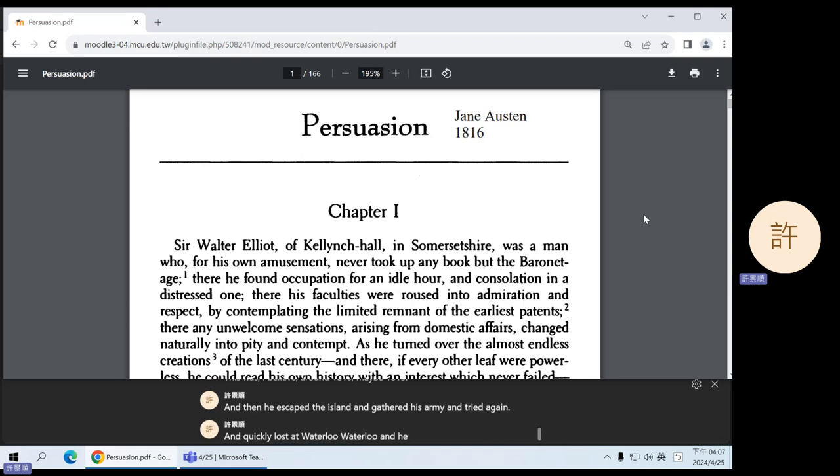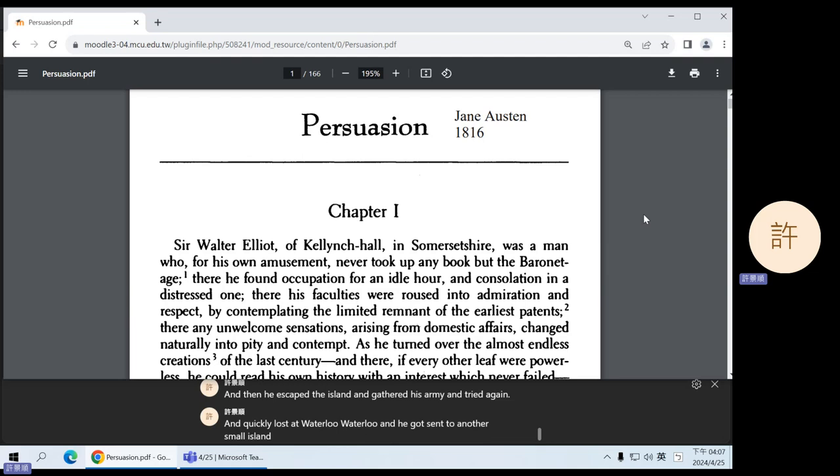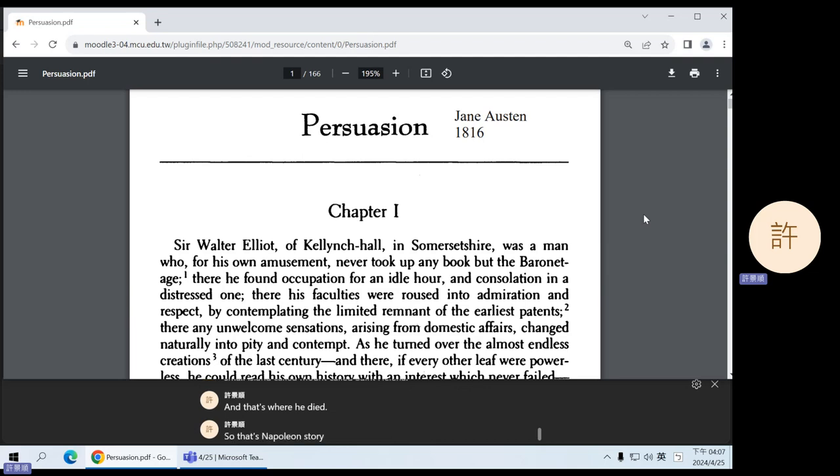And he got sent to another small island called St. Helena. And that's where he died. So that's Napoleon's story. This is important to know because Persuasion was written in 1816, around the time Napoleon finally lost. And the story takes place in the late, around 1810.